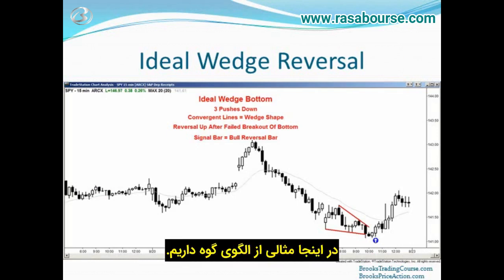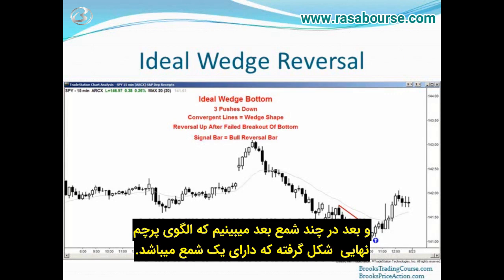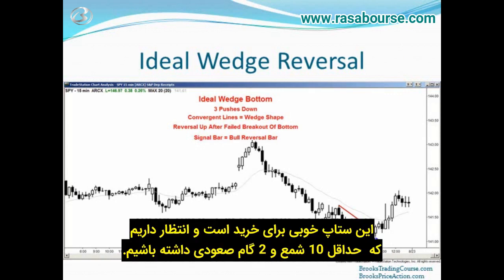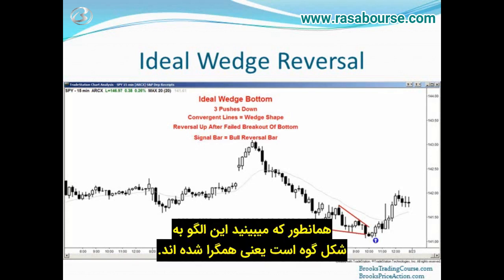Here's an example of a wedge. You have 3 pushes down, you have a bear breakout below the bottom of the wedge, and then a couple of bars later you have a 1-bar final flag and then a pretty good looking bull bar closing near its high. That's a reasonable buy setup for at least 2 legs up, 10 bars, 2 legs up. Again, it has a wedge shape, a convergent shape.